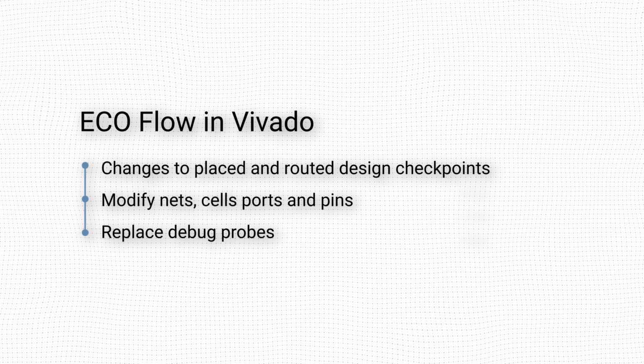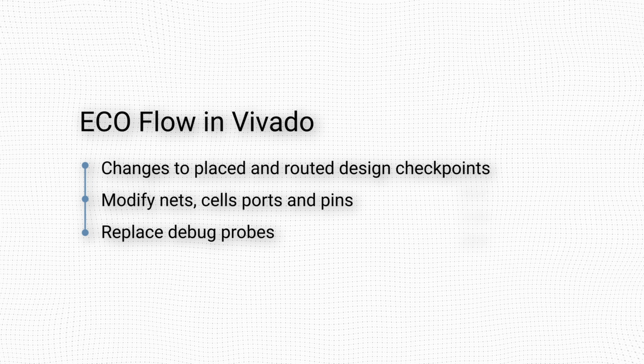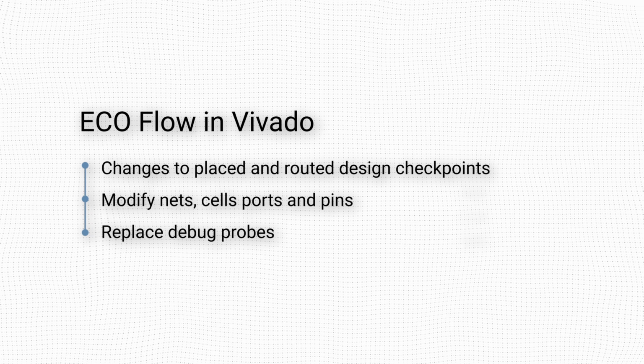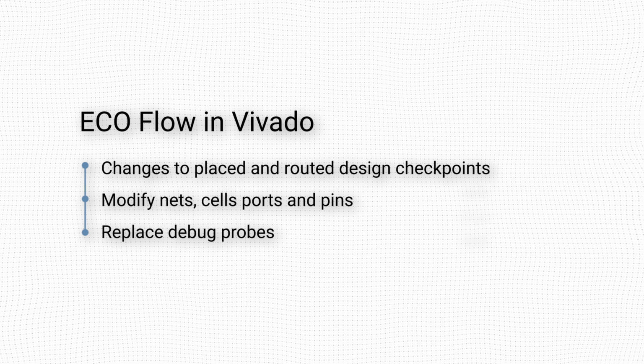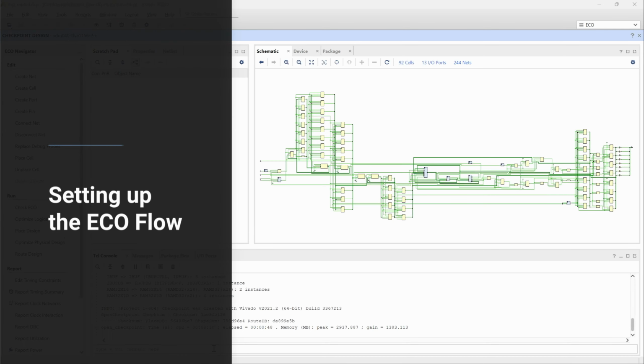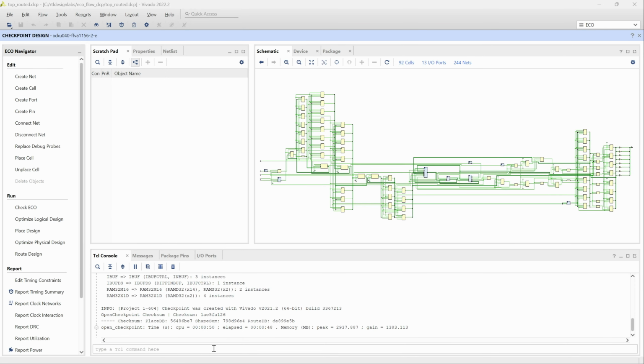Vivado supports an ECO flow that enables us to make changes to a placed and routed design checkpoint. With the ECO flow, we can alter the connection of individual nets, add or delete cells, and replace debug probes. The starting point for the ECO flow is a placed and routed design checkpoint, which means we start by running synthesis and implementation for our original design.